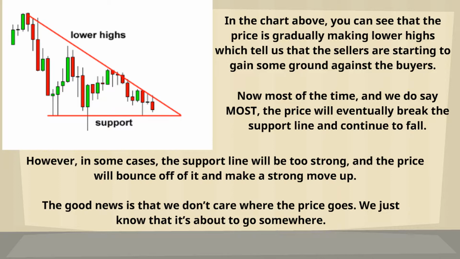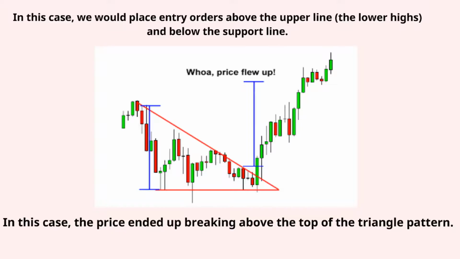Now most of the time, and we do say most, the price will eventually break the support line and continue to fall. However, in some cases, the support line will be too strong, and the price will bounce off of it and make a strong move up. The good news is that we don't care where the price goes. We just know that it's about to go somewhere. In this case, we would place entry orders above the upper line, the lower highs, and below the support line.